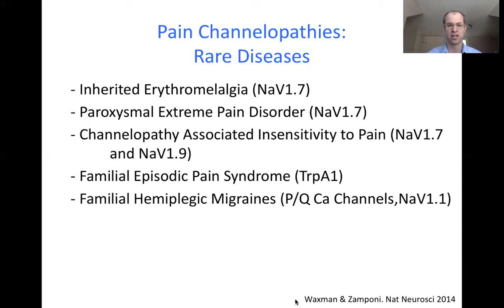So there are several examples of very rare diseases that are due to mutations in ion channels. So I mentioned inherited erythromelalgia, which is a gain of function mutation in NaV1.7. There's also paroxysmal extreme pain disorder, which is a similar gain of function mutation. The channelopathy associated insensitivity to pain, which is a loss of function in NaV1.7. And there's a few other examples, including familial hemiplegic migraine.